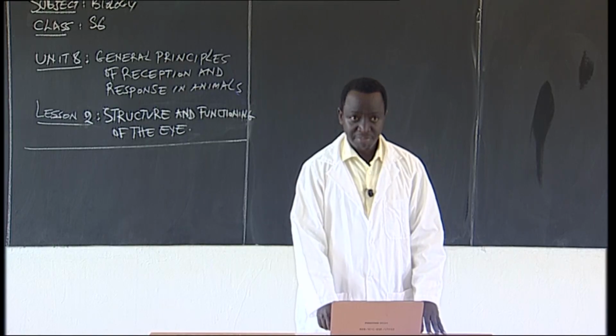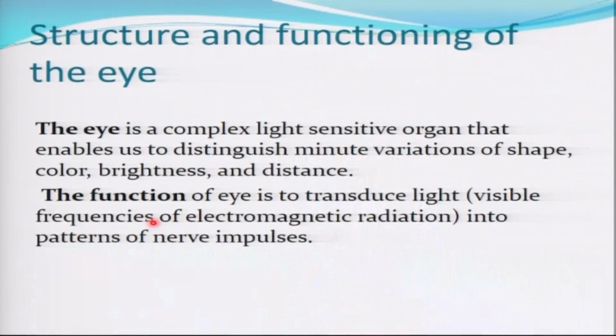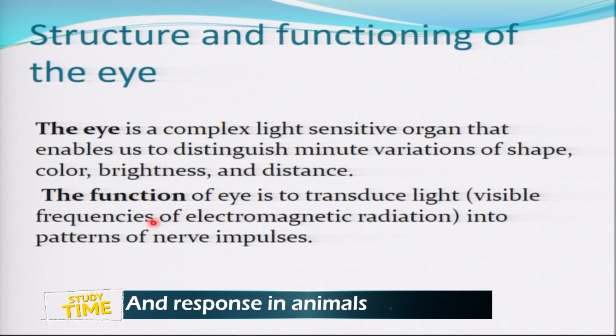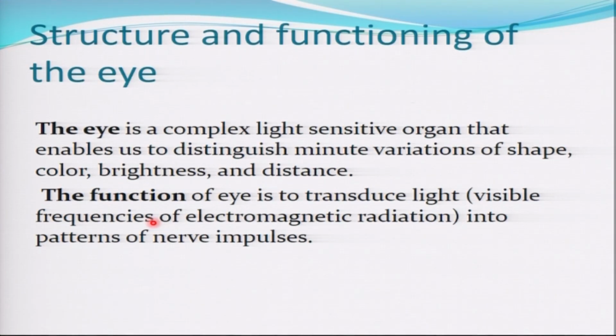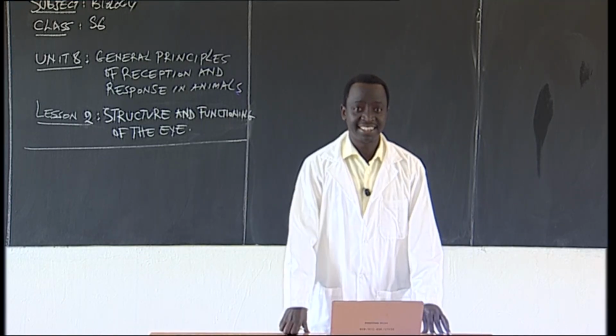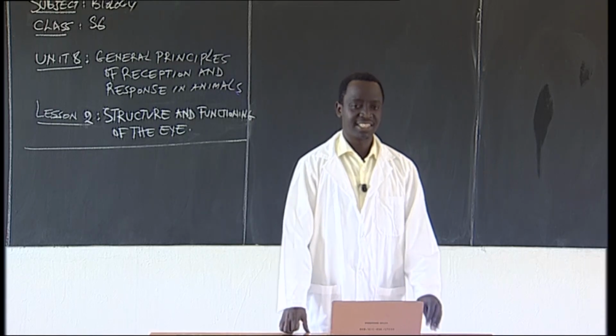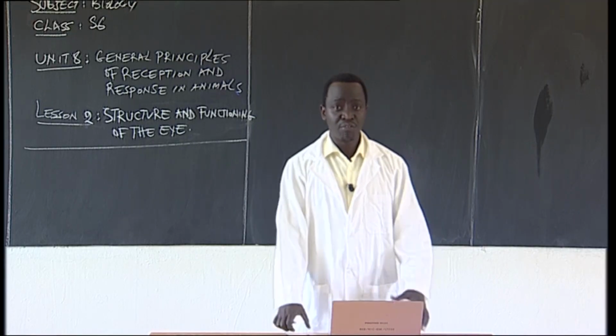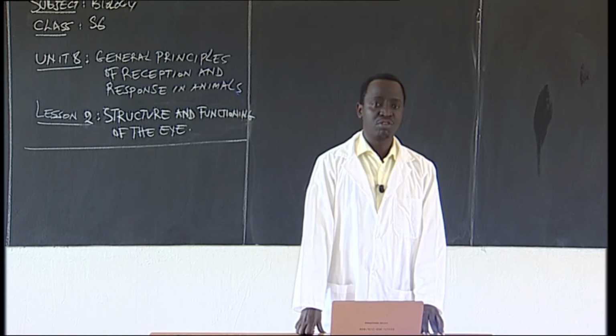So now, what is the eye? It is a complex light-sensitive organ that enables us to distinguish variation of shape, color, brightness, and distance. Why is it light-sensitive? Because I use light to see. Have you tried to look when it is dark? In darkness, we cannot see well because there is no light. Light is received by photoreceptors found in the eye, on the part called the retina.